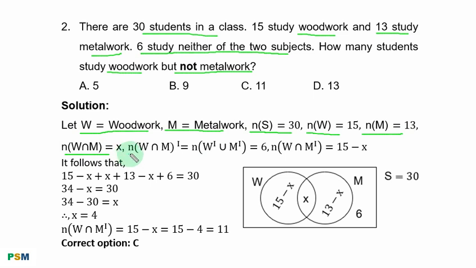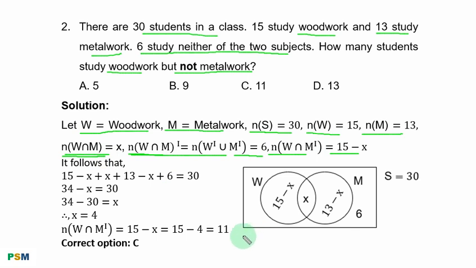Then those that studied neither of the 2 subjects is represented using this set notation, and the number is equal to 6. While those that study woodwork but not mental work is represented using this set notation, and that is equal to 15 minus S. Those that study woodwork minus those that study both subjects.